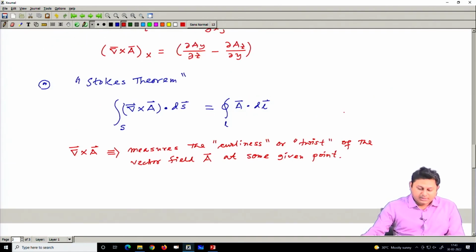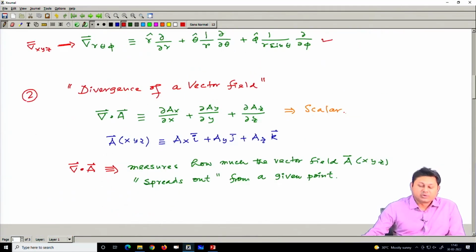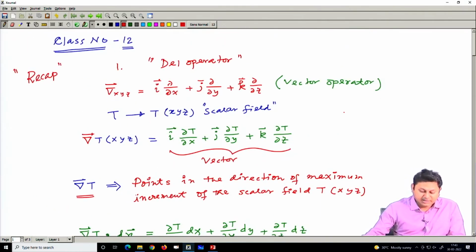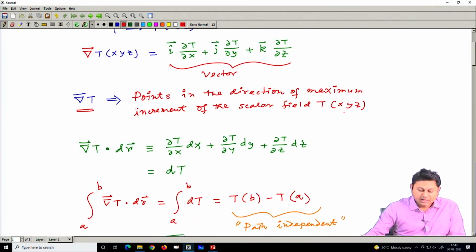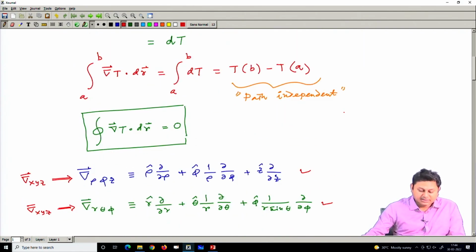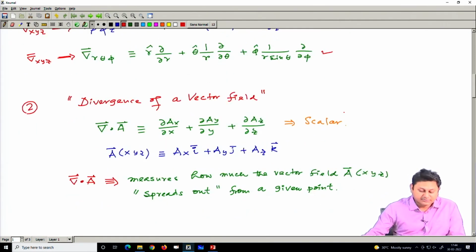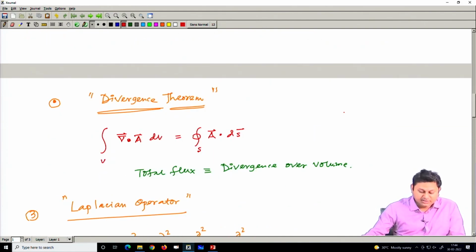So, this is the recap of whatever we have done in the last couple of classes. I am doing it in a single class, so that you can appreciate how the del operator operates over a scalar field, giving something called the gradient, and then how you calculate the divergence for a given vector field, and what is the meaning of divergence.